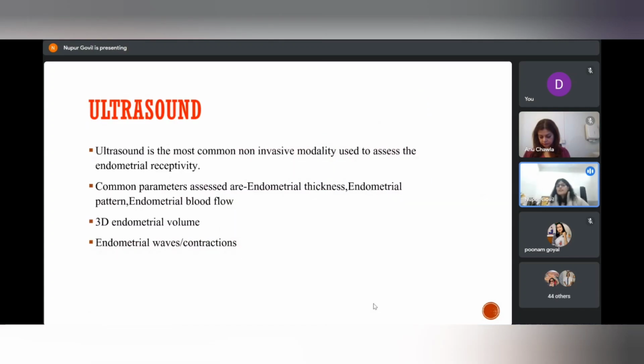So the most commonly used modality for assessing endometrial receptivity is ultrasound, and the common parameters that we normally see are thickness, pattern, blood flow, and 3D endometrial volume, a more advanced version. Then there are endometrial waves and contractions as well.